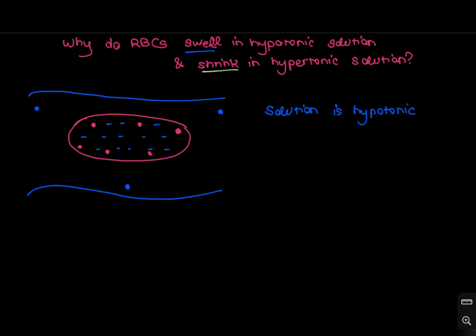Now, isotonic basically means that the concentration of both of the solutions that are kept side by side are equal. That is what isotonic means. Now hypotonic, hypo is less, which means that this solution that I've drawn in blue is less concentrated as compared to the RBC present inside it. Now, why would it swell upon keeping in hypotonic solution?